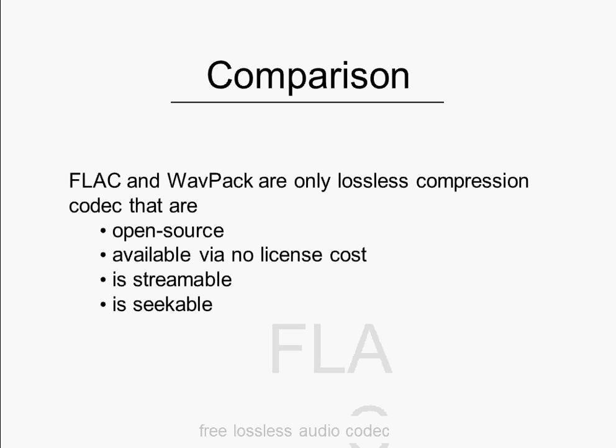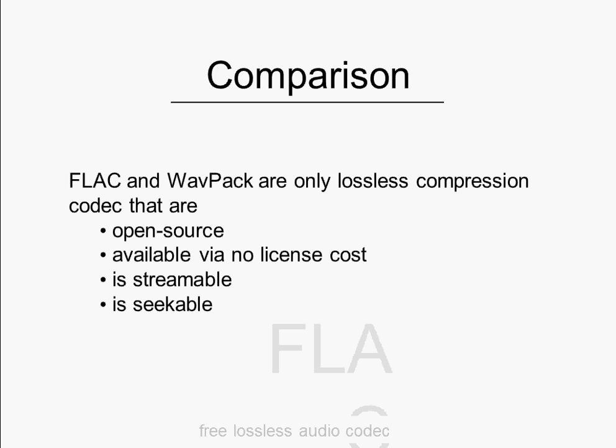FLAC currently defines two similar methods for coding of the error signal from the prediction stage. The error signal is coded using Rice codes in one of the two ways. Now one is the encoder estimates the best Rice parameter based on the variance of the residual and Rice codes the entire residual using this parameter.